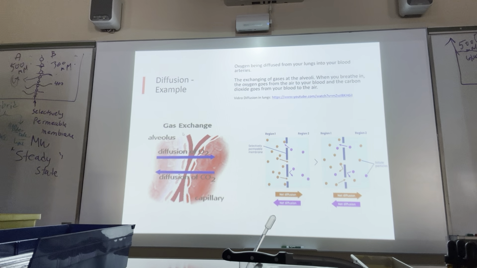Diffusion is not only limited to liquids. Gases diffuse also. When you take a deep breath, how did oxygen go from the air into your blood? Oxygen is dissolved in air. You take a deep breath, it goes into the lung, and from the lung you have a diffusion of oxygen from your lung into the blood.